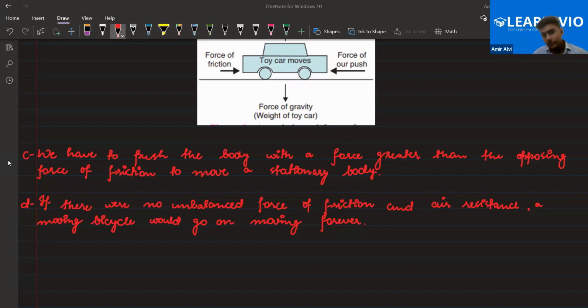Okay. So this is all about the balanced and unbalanced forces. There is no numerical, only pure concept is present. So that's what is there. Is this clear to all of you? Just let me know. Yes, sir.